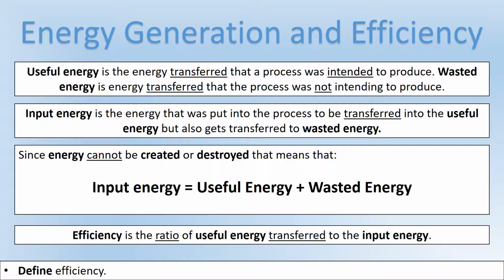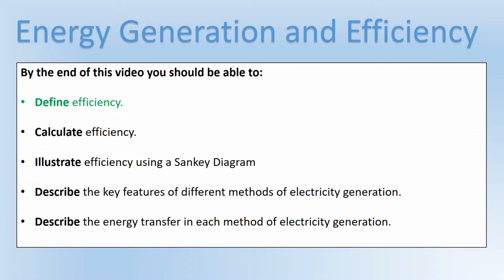So using conservation of energy, which means energy cannot be created or destroyed, if we put some energy into a process, we must get exactly that amount of energy out of it. Some of it would be useful, some of it will be wasted. And efficiency of a process is the ratio of the useful energy transferred to the amount of energy we've put into the system. That's efficiency. Okay, so we've defined what efficiency is. Let's see the different ways we can calculate it.